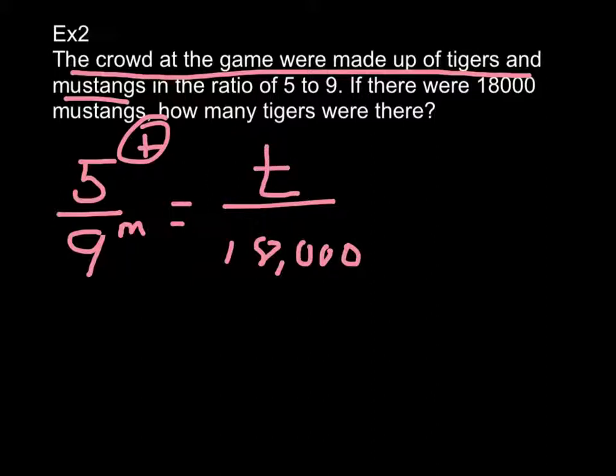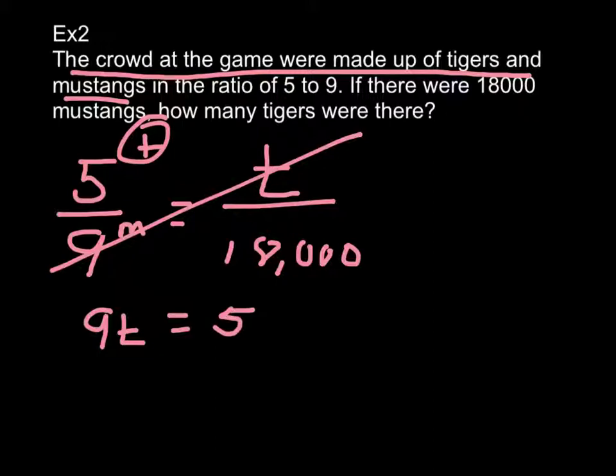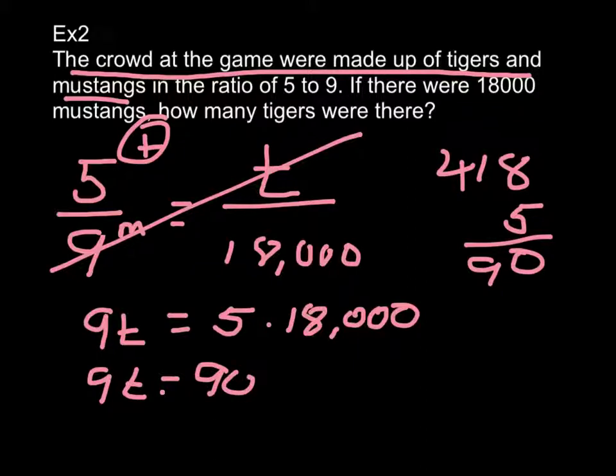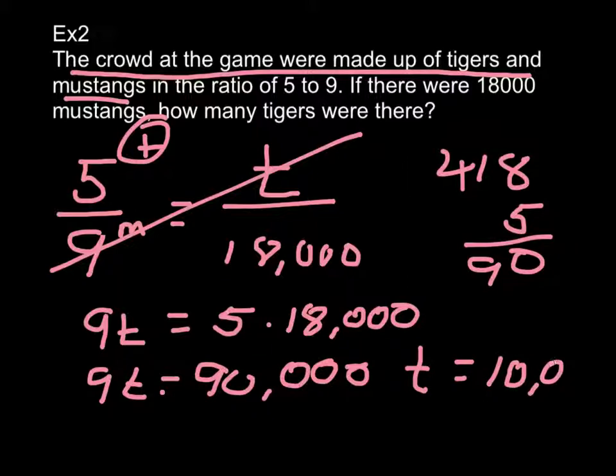All right, so let's cross multiply. I like to multiply the two that have the letter in it first. So 9 times T equals 5 times 18,000. Now let's figure out what 5 times 18,000 is. Well, 5 times 18 is 90, and then we'll add 3 zeros. So 9T equals 90,000. Now they're multiplying by 9, so divide by 9, so T is equal to 10,000. So in the crowd there were 10,000 Tiger fans.